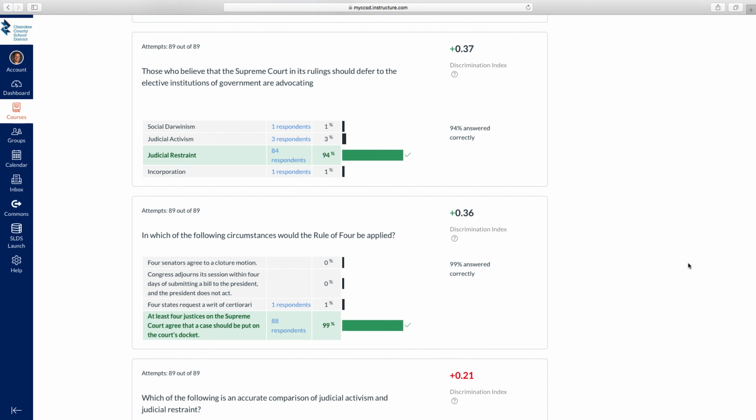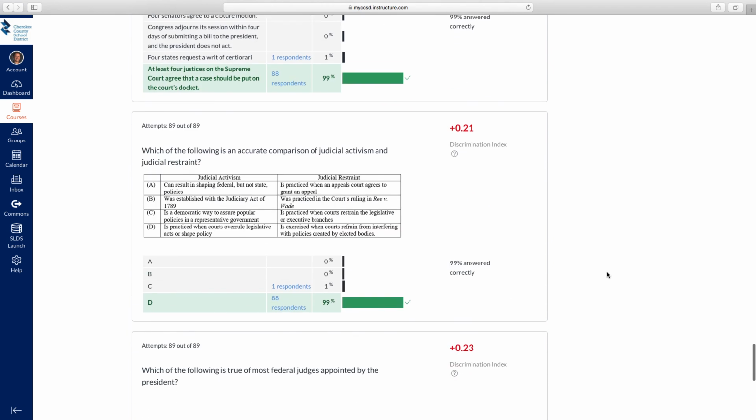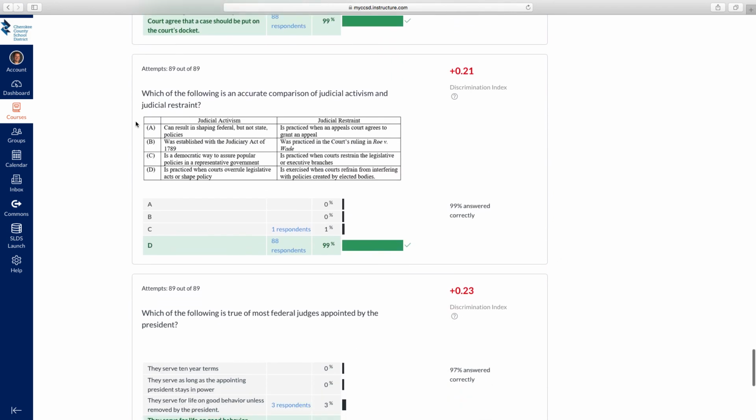In which of the following circumstances would the rule of 4 be applied? This is just straight up vocab. At least 4 justices on the Supreme Court agree that a case should be put on the court's docket. All right, you guys did pretty good on this one.